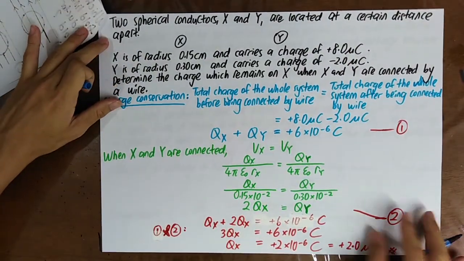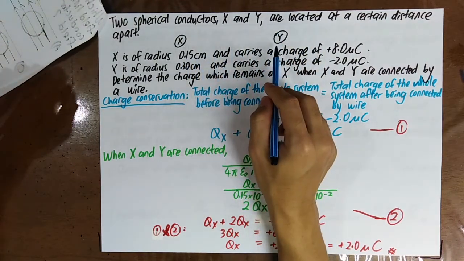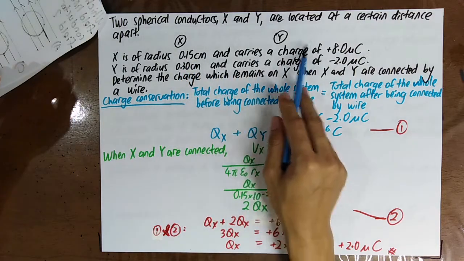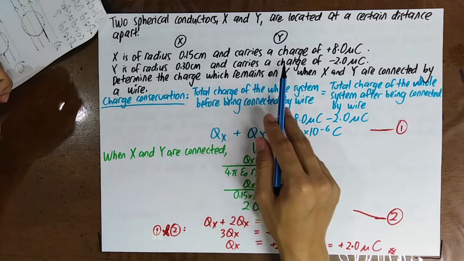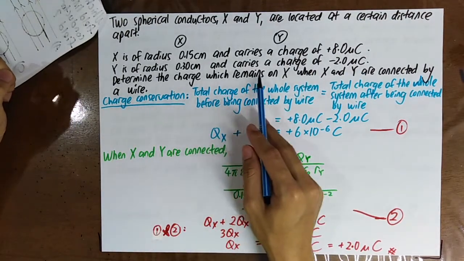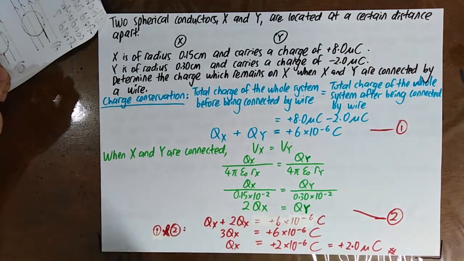Two spherical conductors X and Y are located at a certain distance apart. X is of the radius this and carries a charge of this. Y is of the radius of this and carries a charge of this. Determine the charge which remains on X when X and Y are connected by a wire.